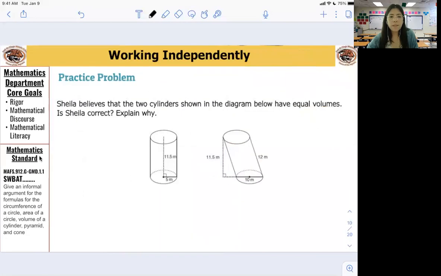Okay, so here's kind of more of a test question. Sheila believes that the 2 cylinders shown in the diagram below have equal volumes. Is Sheila correct? Explain why.